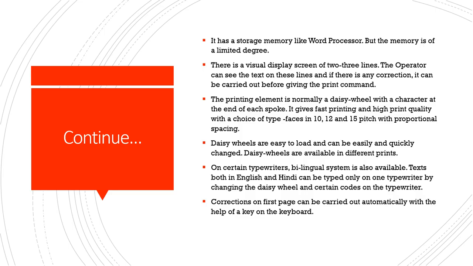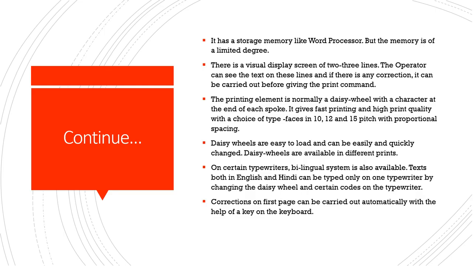And the printing element is normally a daisy wheel with a character at the end of each stroke. It means with different types of faces we can give different sizes like 10, 12 and 15 pitch, with proportional spacing we can give. Daisy wheels are easy to load and can be easily and quickly changed. On certain typewriters, a bilingual system is also available. Bilingual means different types of languages it can support.